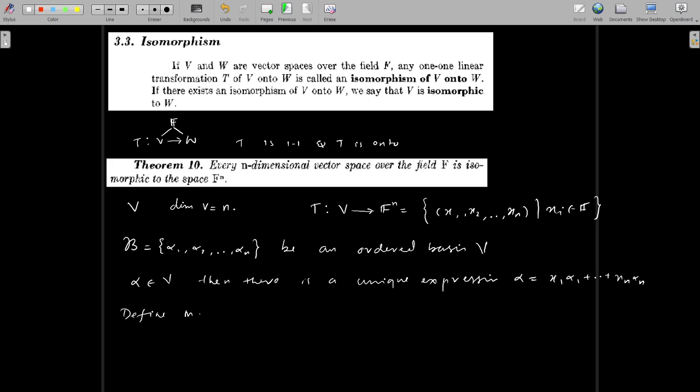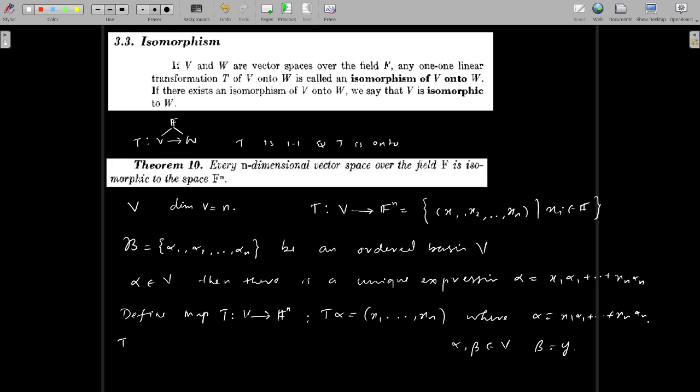First you define a map T from V to this Fn, defined by T of alpha is equal to the coefficients x1, etc., xn, where alpha is x1 alpha 1 plus etc. plus xn alpha n. Now we can easily prove that this T is a linear transformation, because when you take any two vectors alpha and beta belonging to V, beta also has this expression: y1 alpha 1 plus etc. plus yn alpha n for some yi belonging to F.